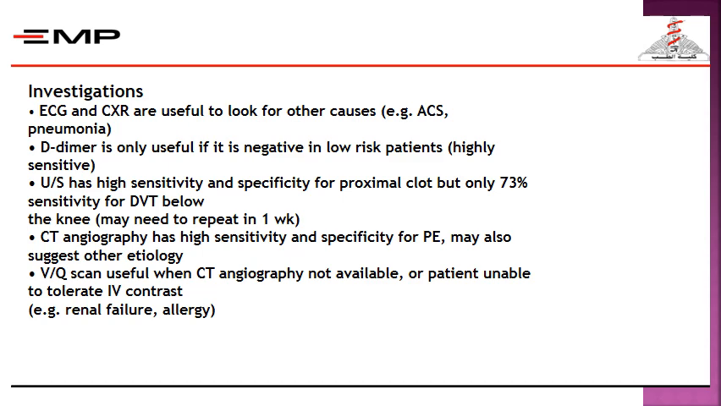CT angiography or spiral CT has high sensitivity and specificity for pulmonary embolism. It is easy and it is not costly, and we can do it to exclude it if you are suspecting PE. It is a very important investigation, CT angiography. A ventilation perfusion scan is useful when the CT angiography is not available. Before, we used to do this scan; it is difficult and expensive, but now we are doing CT angiography.